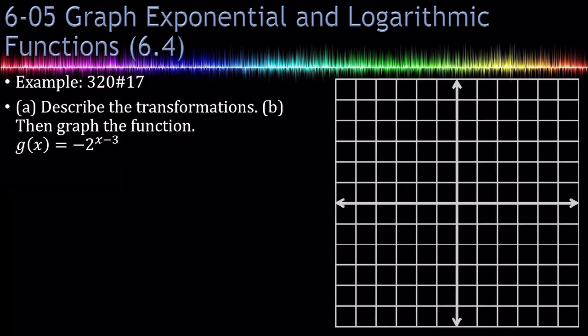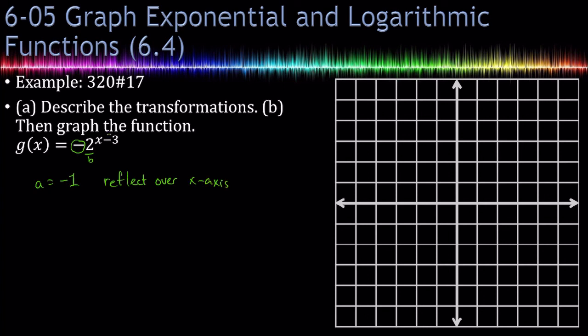Let's try page 320, number 17. We're going to describe the transformations and then graph the function. All right, so let's start with the transformations. What do we see? I see a negative in front. So that means our a is a negative 1. What? Isn't it a 2? No, the 2 is the base. The a is what's multiplied in front of the base. So it's a negative 1, which means it is reflected over the x-axis.